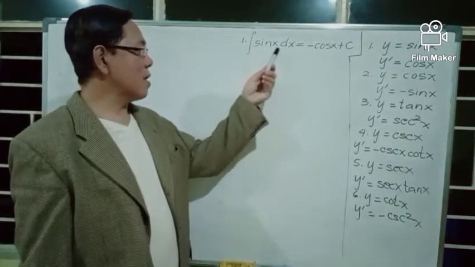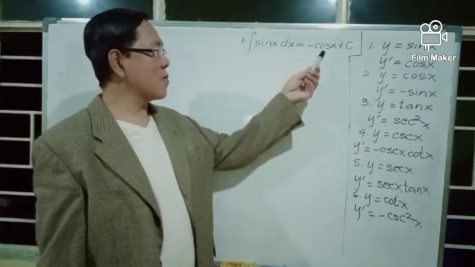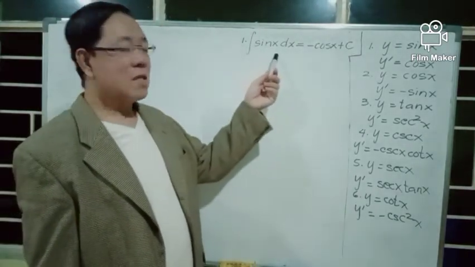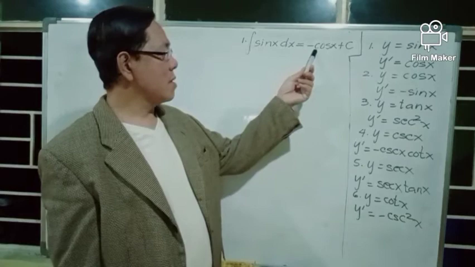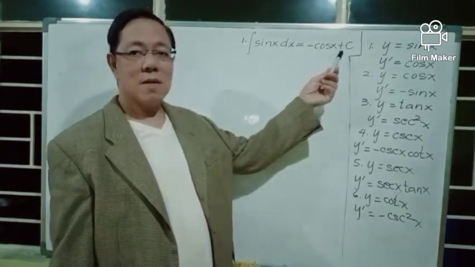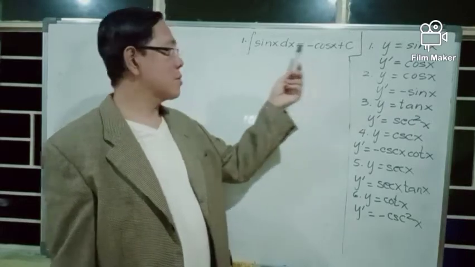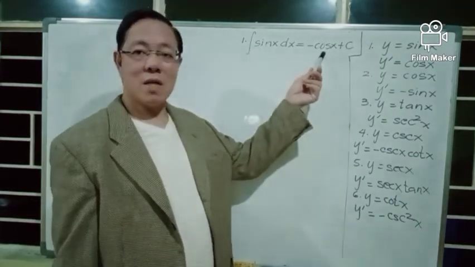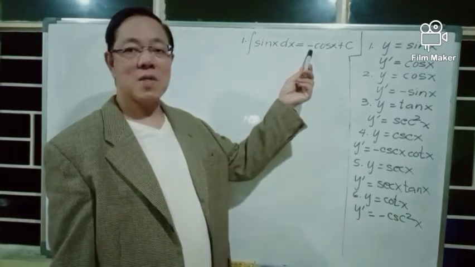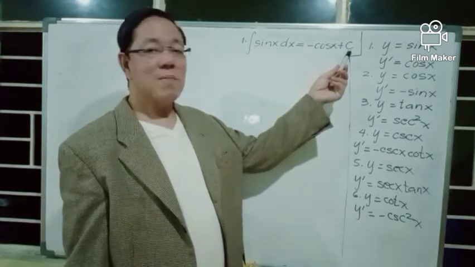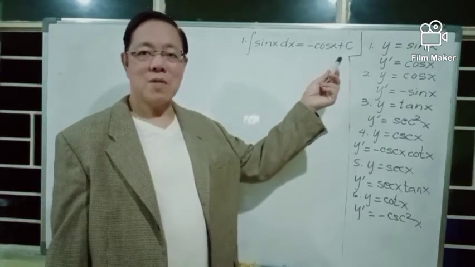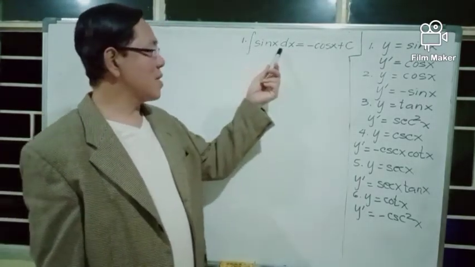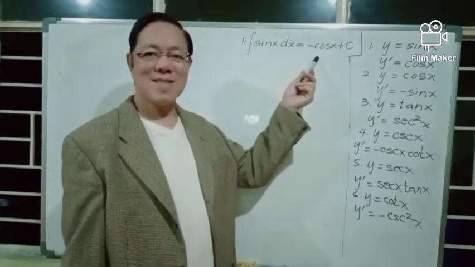The integral of sine x with respect to x is equal to negative cosine x plus c, where c is a constant of integration. And this can easily be checked by getting the derivative of the right hand side. When you get the derivative of the right hand side, you should get the integrand sine x. The derivative of cosine x is negative sine x, multiplied by negative is positive sine x. Plus the derivative of any constant c is 0. Therefore, sine x plus 0 is sine x. Thus, the integral of sine x with respect to x equals negative cosine x plus c.